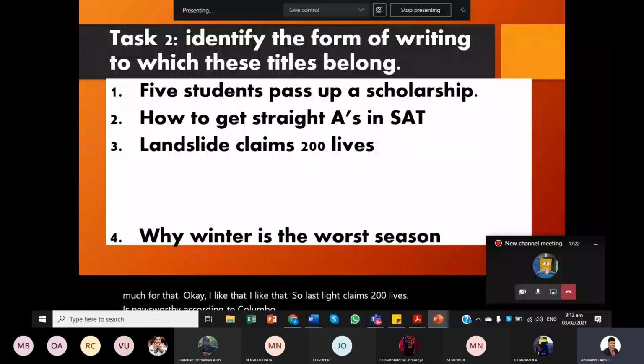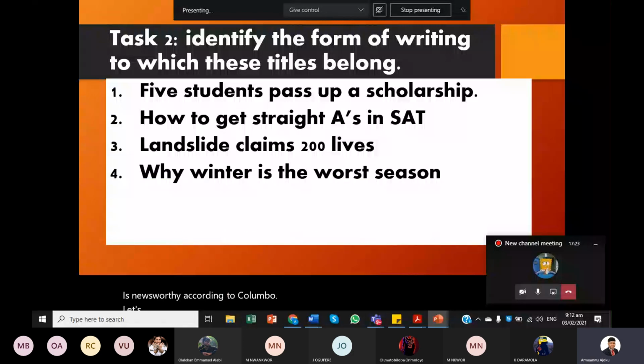Let's see, Kolapo, let's see this. Why winter is the worst season? What would you say about this? Where should it fall under? A news report or a feature article?